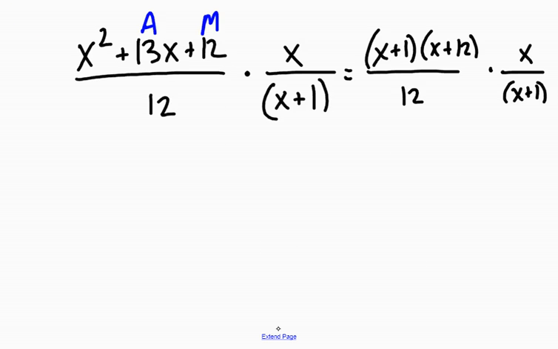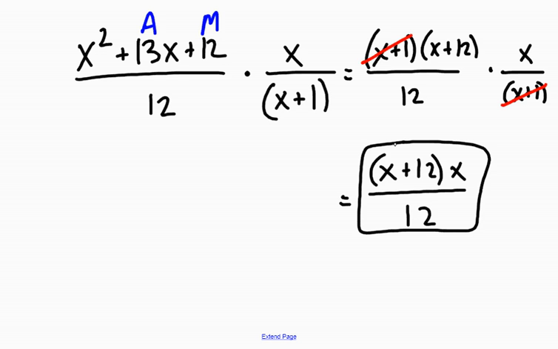Now I divide out any common factors. I see an x plus 1 and an x plus 1. This 12 and that 12 cannot simplify. This 12 is all by itself. This 12 is with plus x. So it's grouped together. You can't cancel those out. Up top, I have an x plus 12 times an x left. Down below, I have a 12. And then that would be my final answer.